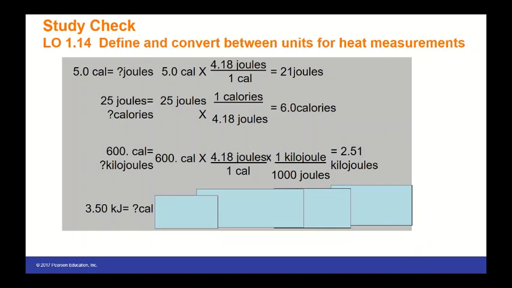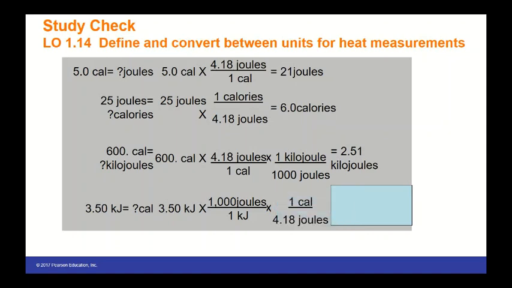What about 3.5 kilojoules to calories? Go ahead and try this one on your own. You can pause the video if you need more time to do your calculations. Start with what you're given, 3.5 kilojoules. We will convert now to joules from kilojoules. Notice we have joules on top and kilojoules on the bottom.